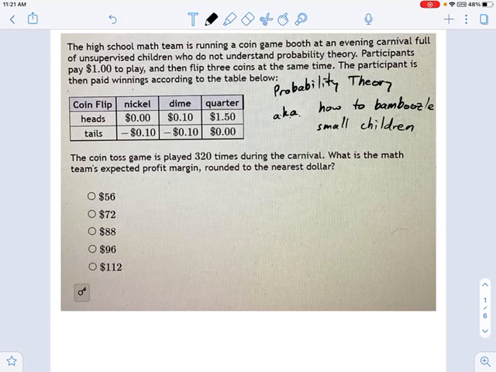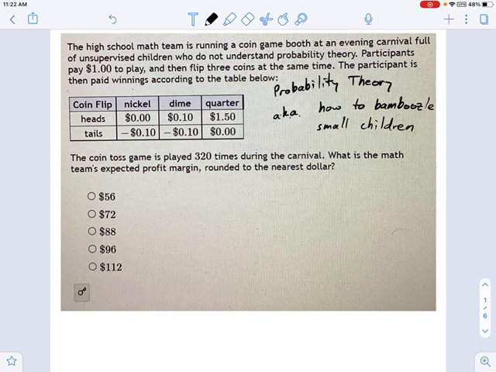All right, probability, aka how to bamboozle small children. In this problem, we've got a carnival booth, and the folks running this booth are planning on making money. But to someone who comes along, they might think, hey, this is a chance where I can make some money if I get lucky, right? It's a game of chance. And I'm wondering, what is the expected profit margin of the people running this coin booth? In other words, how much do the people who set it up plan to make?